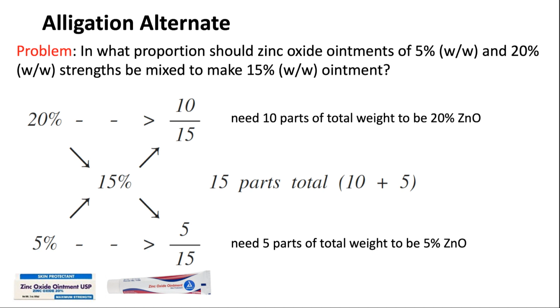And certainly you could reduce those fractions. So on top, 10/15ths, really, if we divide both the top and the bottom by 5, that is the same as 2/3. And on the bottom, if you divide the top and the bottom by 5, 5 divided by 5 is 1, 15 divided by 5 is 3. So essentially, this is showing you that 2/3 of whatever weight you need to make needs to be the 20%, and 1/3 needs to be 5%. If you mix that together, whatever the total amount of that weight will be, your final concentration would be 15% zinc oxide, which was what our target was in the question.